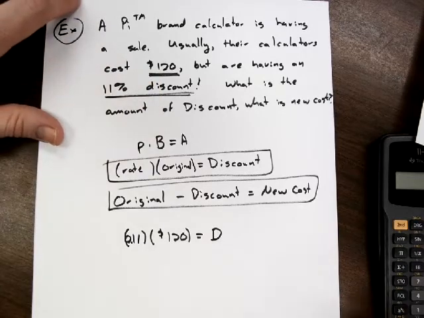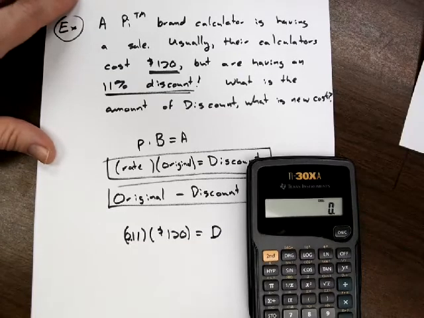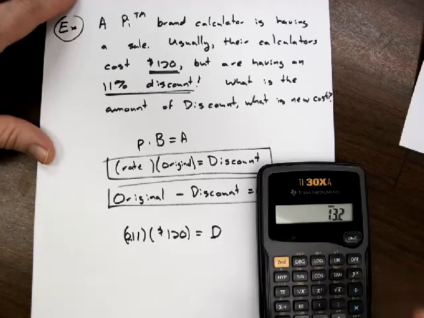Okay, let's figure out what our discount is. Looks like we've got 0.11 times 120. Looks like that amount of discount is going to be $13.20.